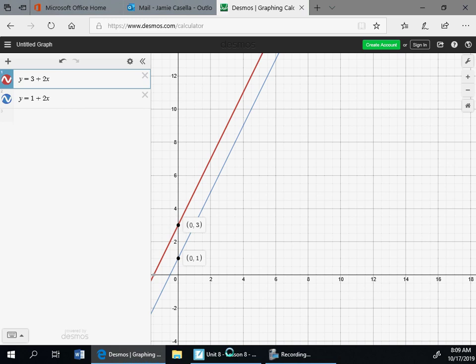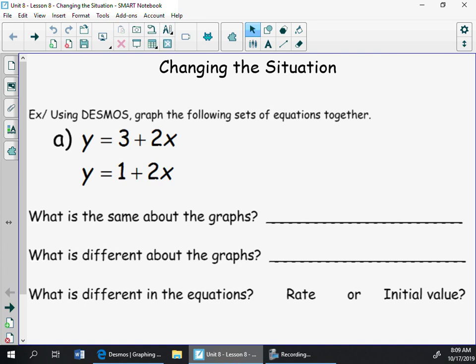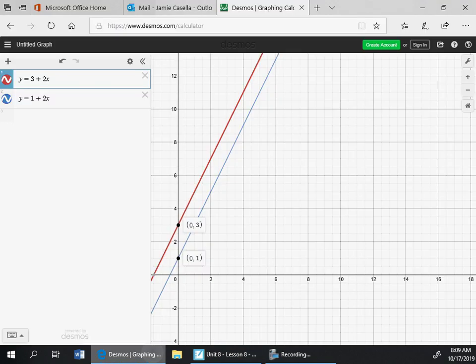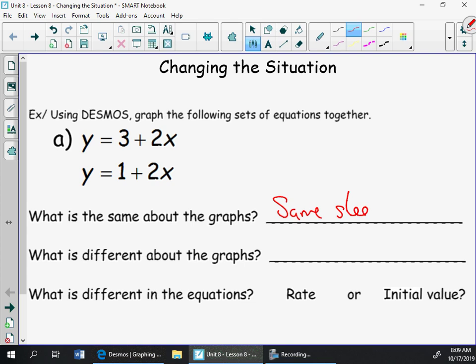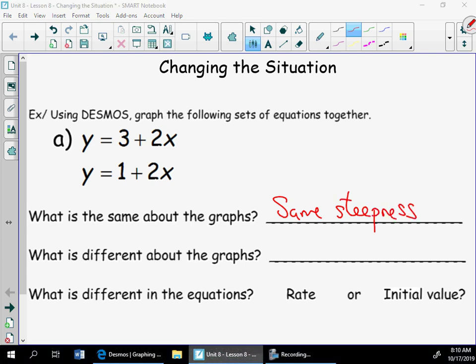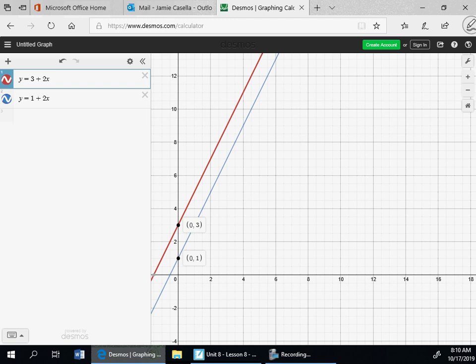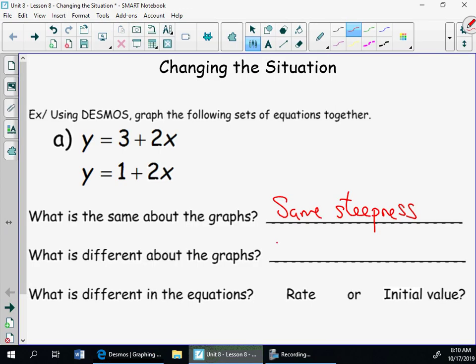And we want to answer some questions. What's the same with the graphs? Looking at them, I notice they have the same steepness, a word we've talked about. So I can write that in here: same steepness. What's different about them? Let's take a look at where they start. They start in different spots, and as we've talked about, we only really care about this spot right here and this spot right here. So I'd say these have different starting points.